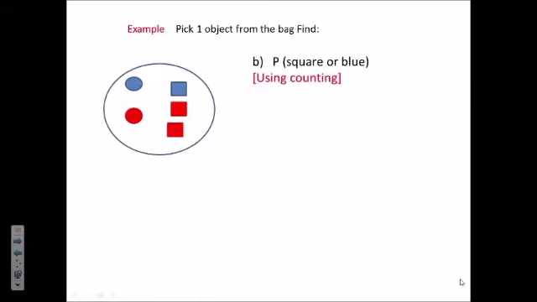Example, pick one object from the bag, find the probability that you pick a square or a blue object. Let's use counting. Is this object square or blue? Yes, it's blue. Is this object square or blue? Yes, it's both. Is this square or blue? Yes, it's square. Is this square or blue? Yes, it's square. Is this square or blue? No, it's neither. So there are 4 objects in the bag that are square or blue out of 5. So the probability of picking square or blue would be 4/5.